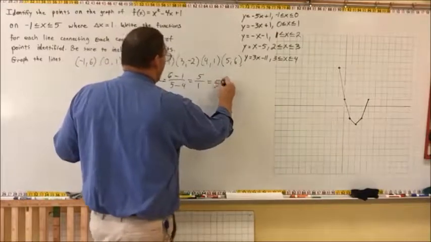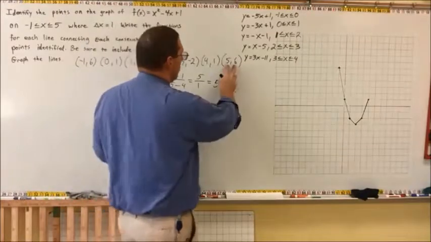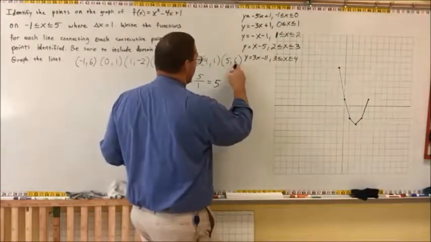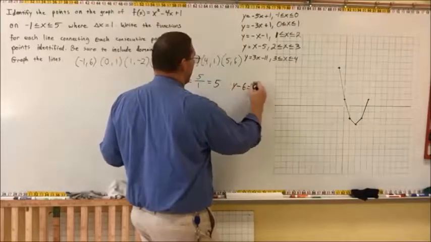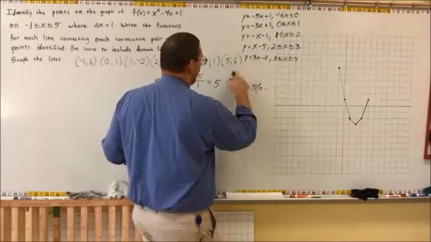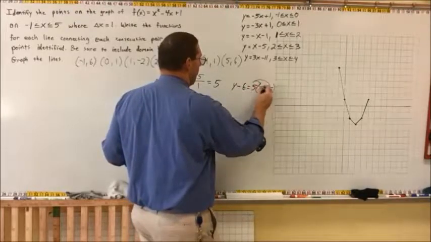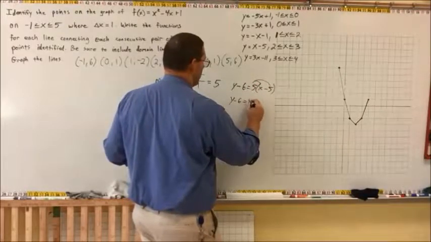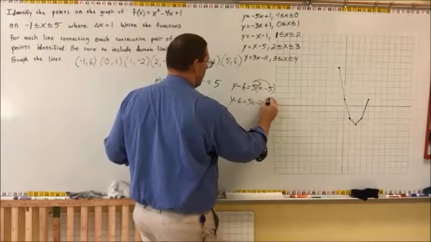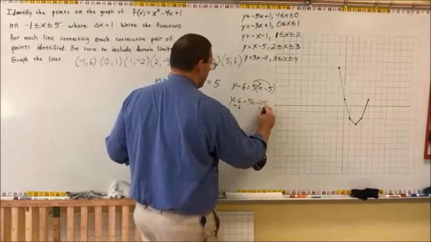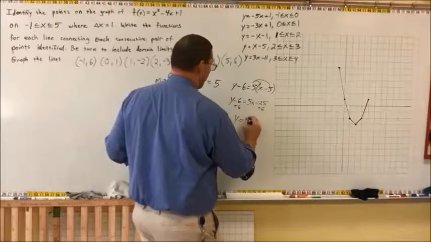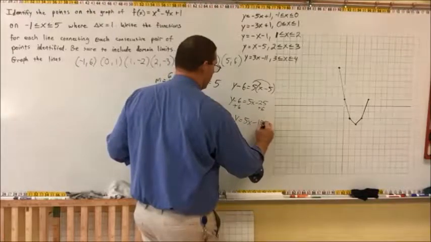All right, so the slope is 5. So we're going to do point slope form. We'll use this point. y minus 6 is equal to the slope of 5 times x minus the x value of 5. And so let's distribute the 5. We got y minus 6 is equal to 5x minus 25. Add 6 to both sides. And we get y equals 5x minus 19.